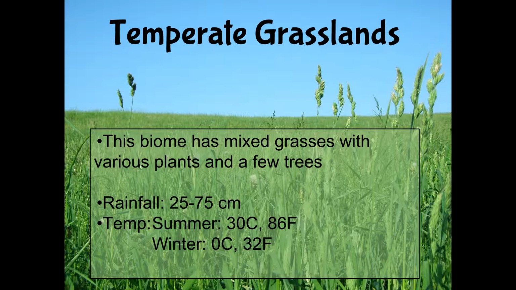This biome has mixed grasses with various plants and a few trees. And if you notice, the rainfall is a little bit less than the temperate forest. The temperate forest was from 75 to 115 or 125. This is right below that. So if you get, not just 1 centimeter more, but on average, more than 75 to 80 centimeters, you're going to be able to sustain trees. If you have less than that, it's going to be a grassland. And we'll notice later, less than 25 will be what biome? It'll be a desert. So we have deserts and then grasslands and then temperate deciduous forests.